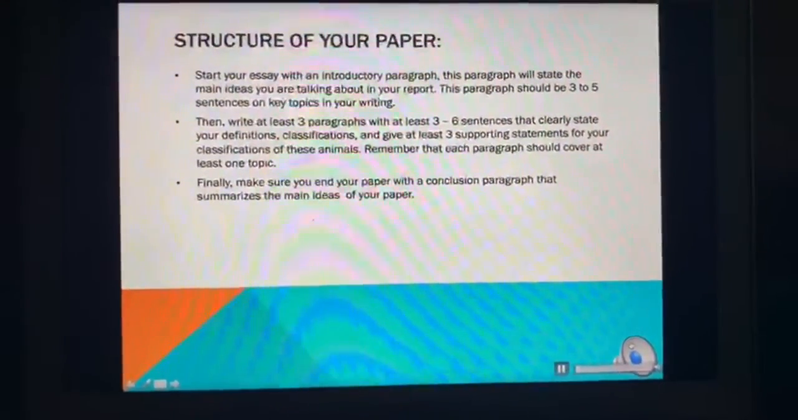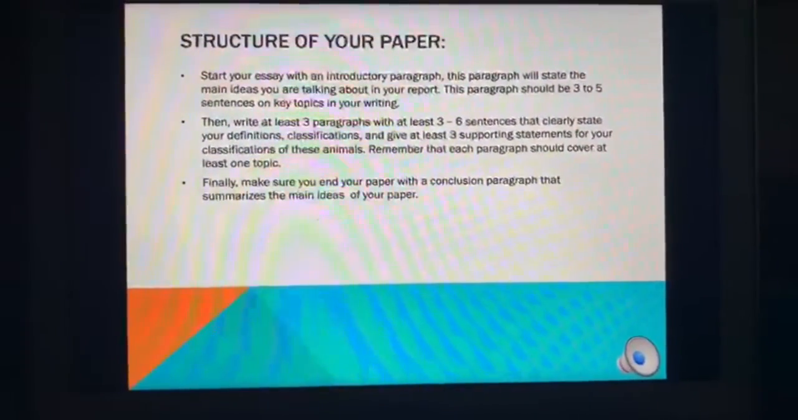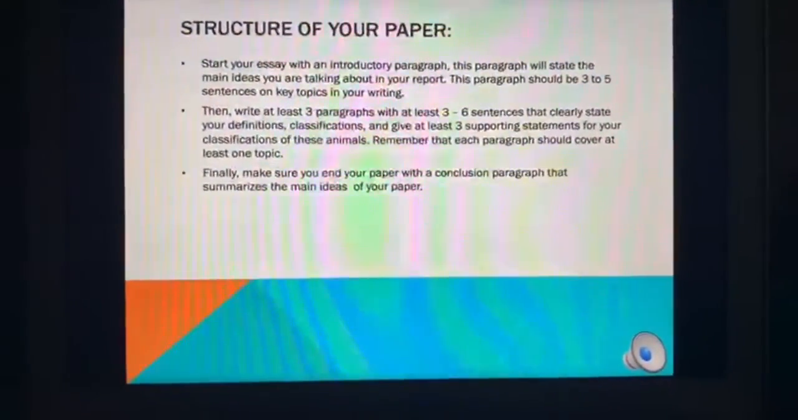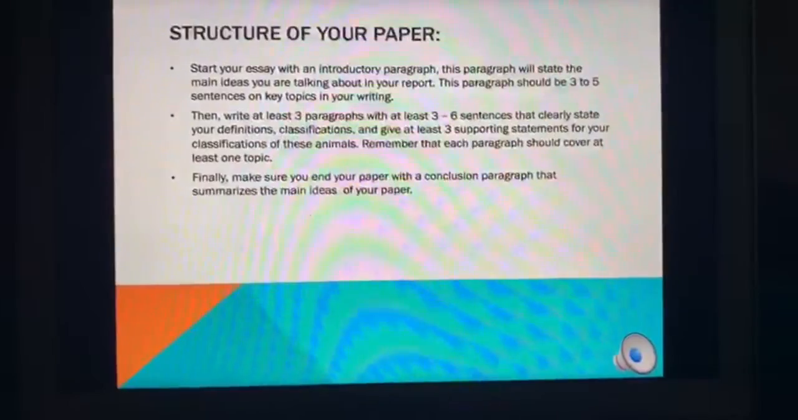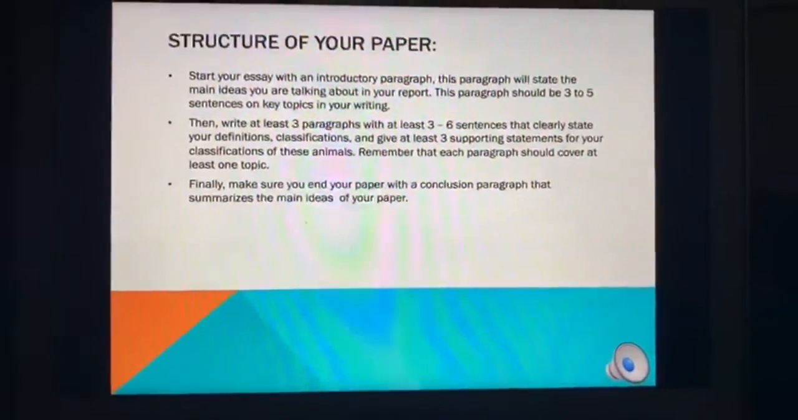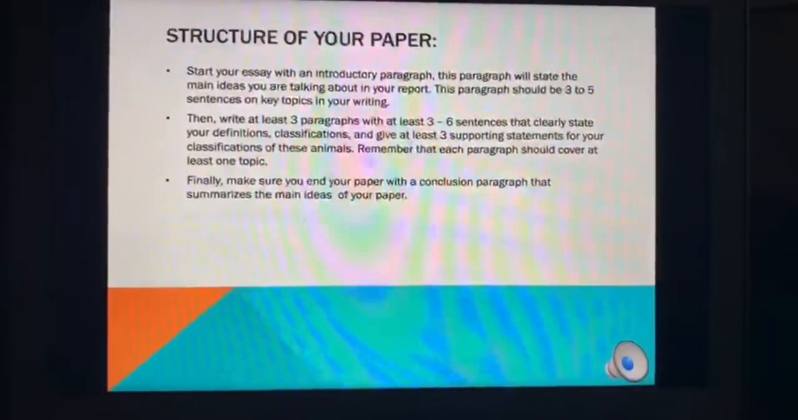I'm going to go over the structure of your paper. Like any good 5-paragraph paper, you should start your essay with an introductory paragraph. This paragraph will state the main ideas you are speaking about in your report. This paragraph should be 3 to 5 sentences on key topics in your writing.